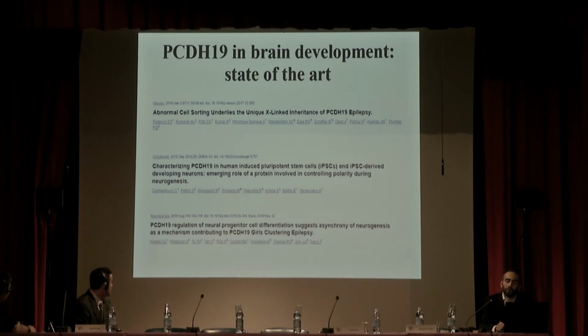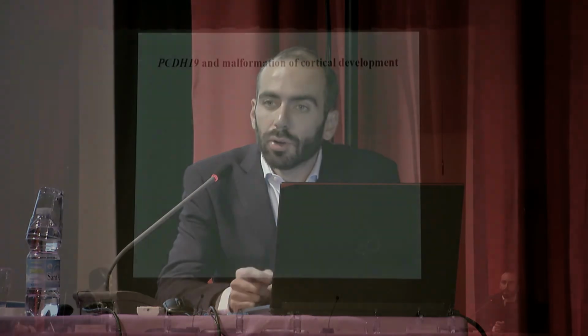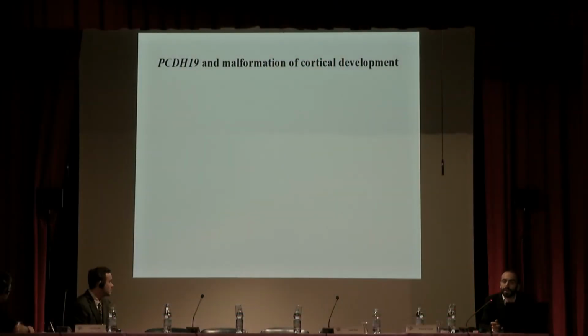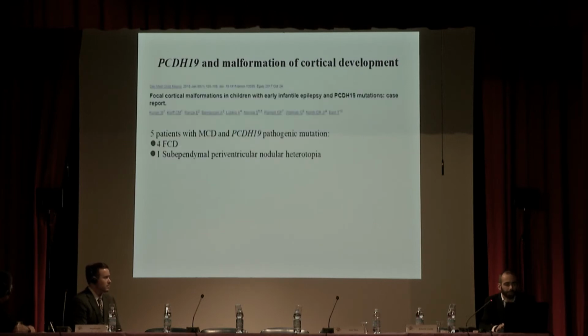These are studies on experimental and mouse models which have shown that this molecule is fundamental in the development of the brain, but MRIs of patients with this mutation appear to be within the norm, as we saw in the previous presentation. A number of rare cases have been described of malformations in these patients.